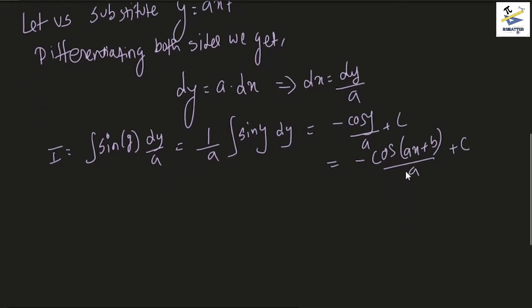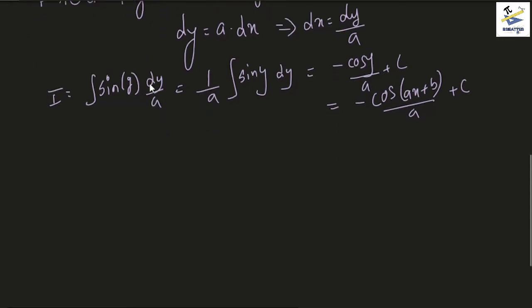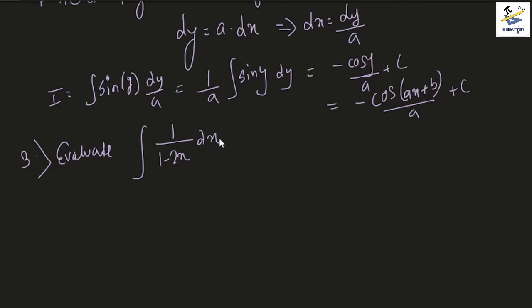So as you see, this kind of integral can be solved by using simple substitutions, but obviously there are harder ones. So let us try to find out another integral. Evaluate the integral of 1 by 1 minus 2x dx.